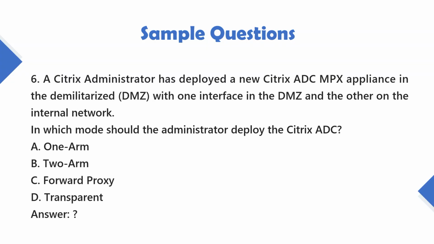6. A Citrix administrator has deployed a new Citrix ADC MPX appliance in the demilitarized zone, DMZ, with one interface in the DMZ and the other on the internal network. In which mode should the administrator deploy the Citrix ADC? A. 1 ARM. B. 2 ARM. C. Forward proxy. D. Transparent.